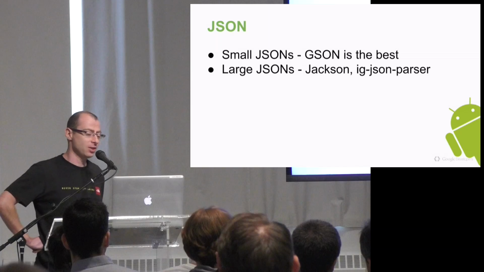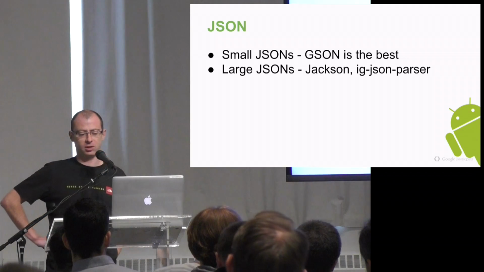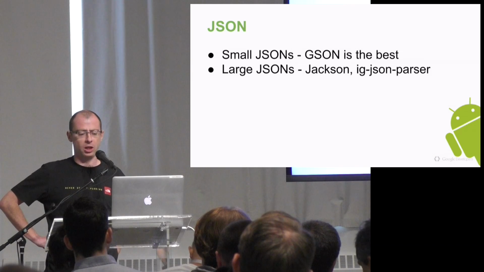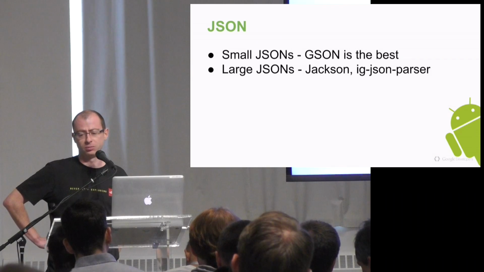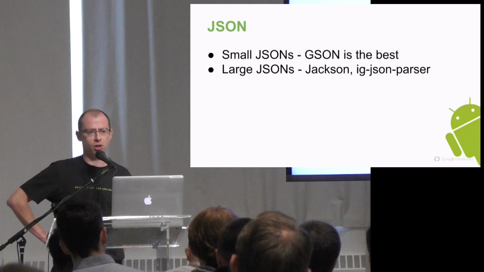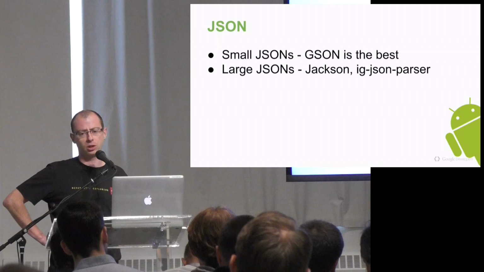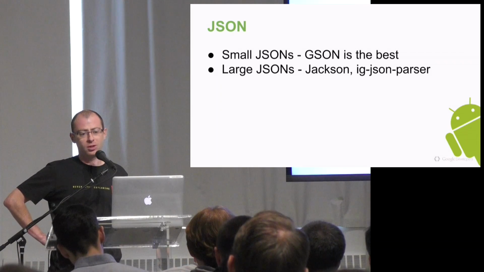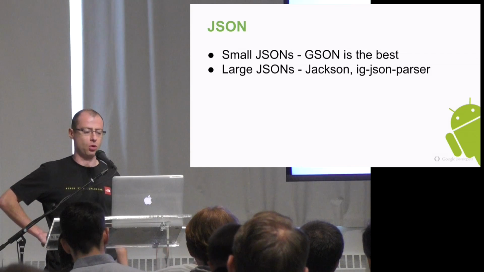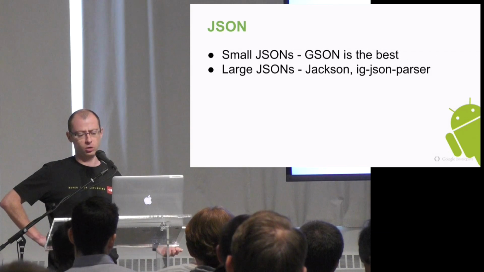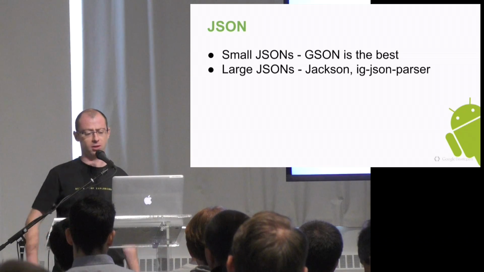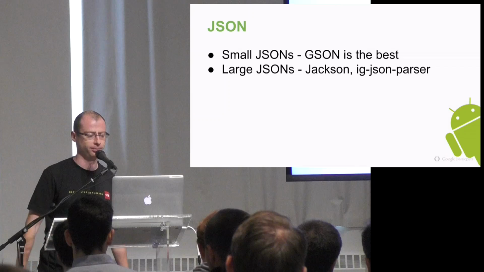So for large JSONs, I would say the best or the fastest to use are Jackson and the Instagram JSON parser. They did a really interesting job of generating the stream parser code during development time, and then you have to add the generated classes back into your project. But from what I have been hearing from companies, IG JSON parser delivers the best results so far.